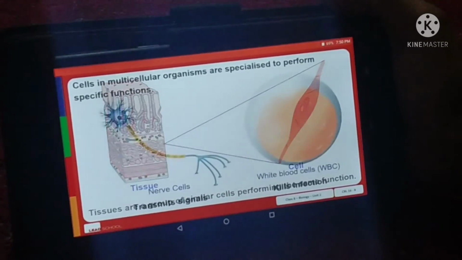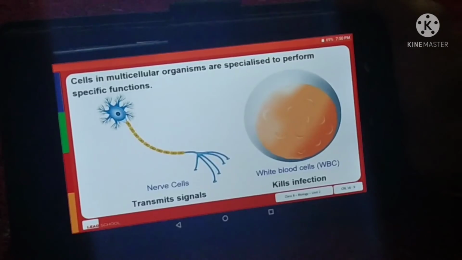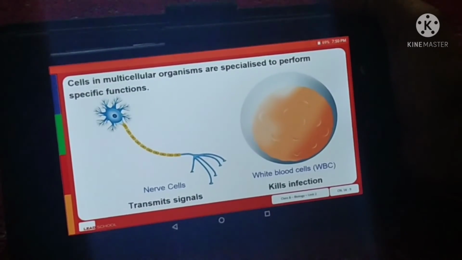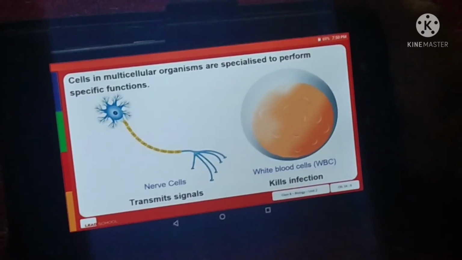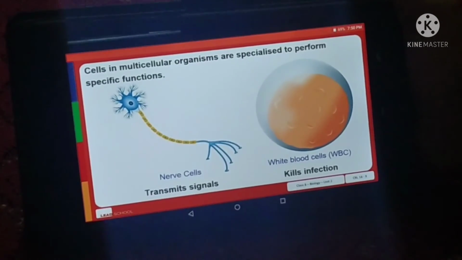For example, nerve cells are specialized to transmit signals, while the white blood cells present in blood are specialized to protect the body against infections.